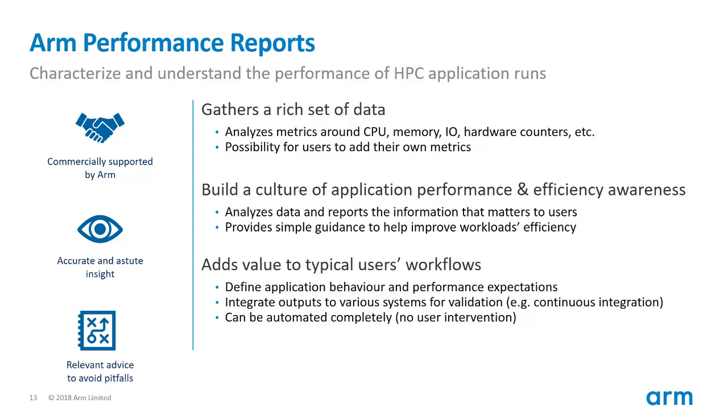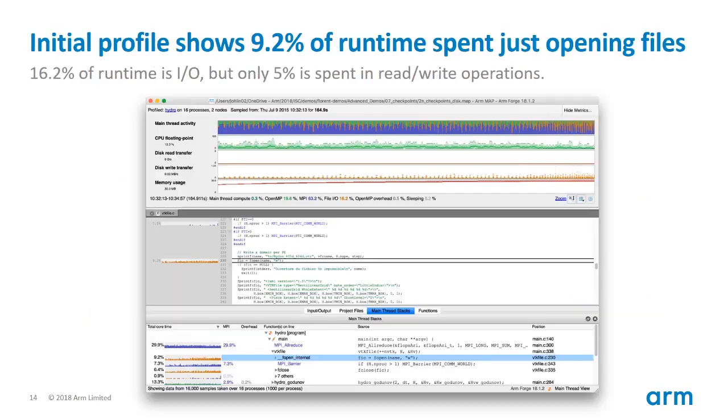So let's get into some examples here. Our first example is going to demonstrate how important it can be to choose the appropriate file system when running your application. This is the initial profile of Hydro-C, which is compiled with Intel compilers and running on an x86 system. The profile shows that over 16% of the application's runtime is spent writing small intermediate files in an end-to-end I/O pattern. Now, surprisingly, only 5% of the runtime is taken up by actually writing the data. The remaining over 9% is spent entirely in opening and closing files.